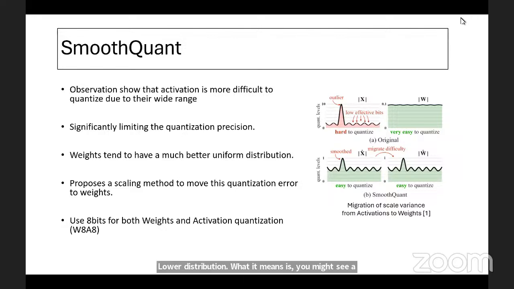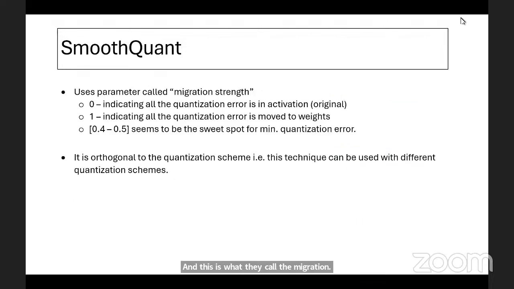So a better way to do it is to distribute it across weights and activations, which is much easier to quantize. And this is what they call the migration factor. So here's an example of how they do it. If you have a 0, that means you keep all the variability within the activations.